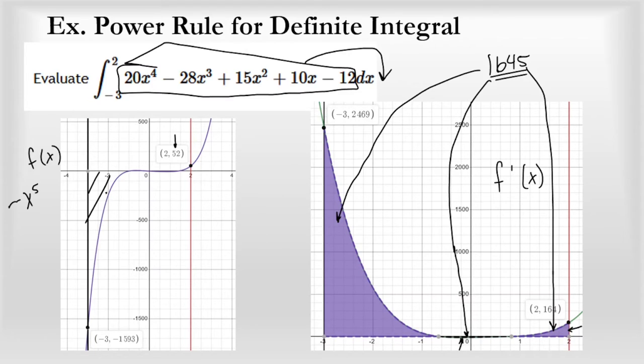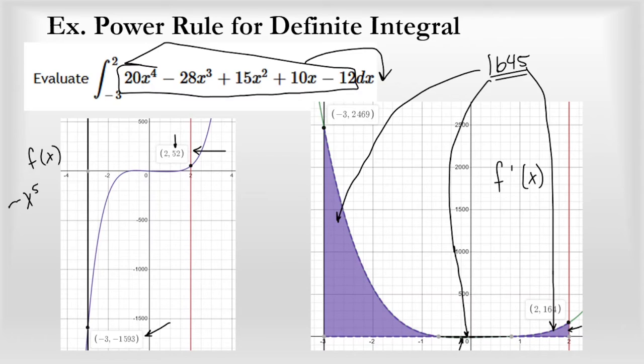It's not this area on the original function. I think that might be a little bit of confusion: what does the area represent? It's the area between the derivative and the x-axis, not the original function and the x-axis. I did like doing a graph of the original function because it gave me these two values, 52 and -1593, so that I could evaluate my definite integral mathematically. Okay, so that's what's going on.